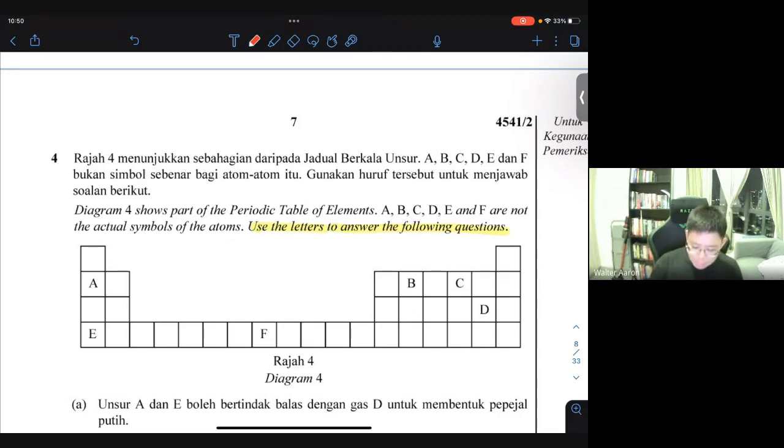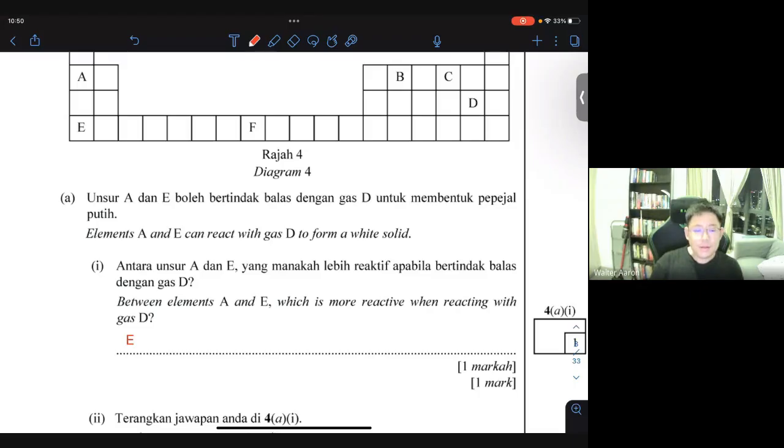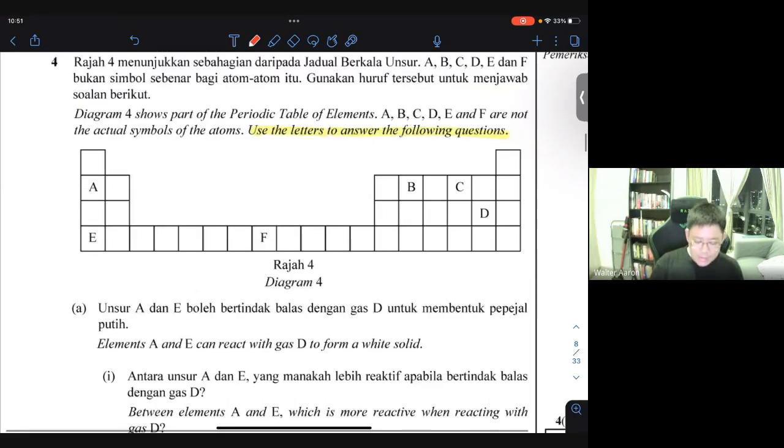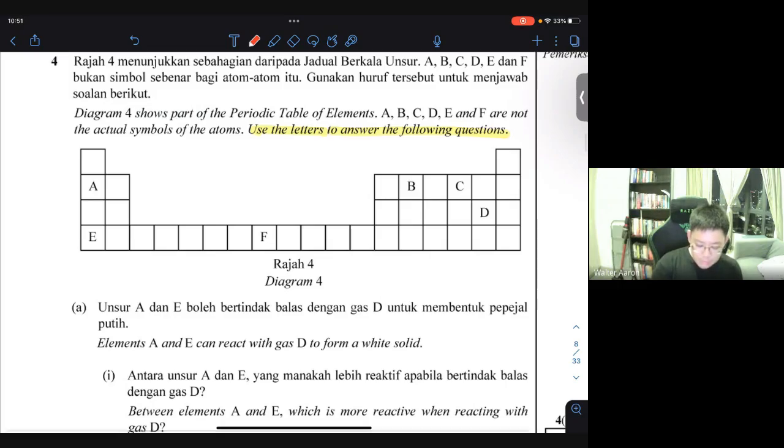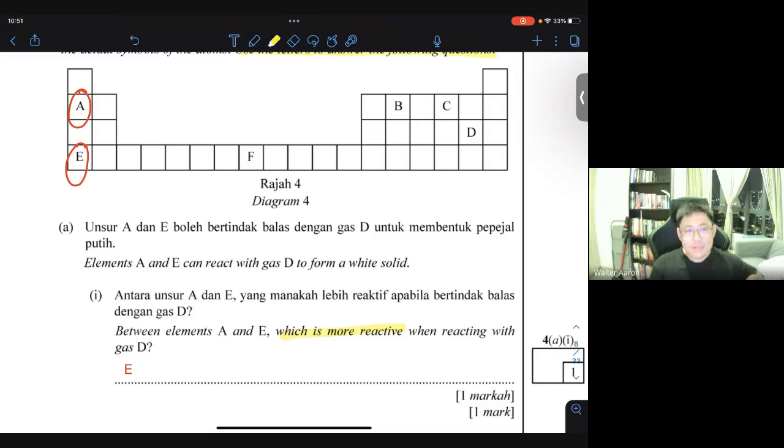Okay, so here, elements A and E can react with gas D to form more white solid. All right, so between elements A and E, which is more reactive when reacting with gas D? So A and E fall under the same group. If you see here, technically it is group 1. All right, and they are both very reactive. But the question is, which one is more reactive? Because they're asking you which one is more reactive. So the answer here is E, okay, because E is located lower compared to A in the same group. All right, we know that the lower it is in that particular group, the more reactive it becomes.